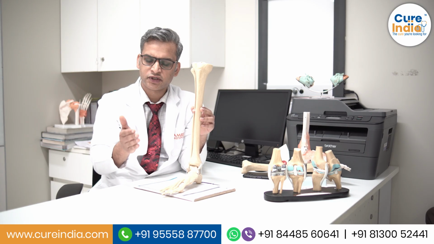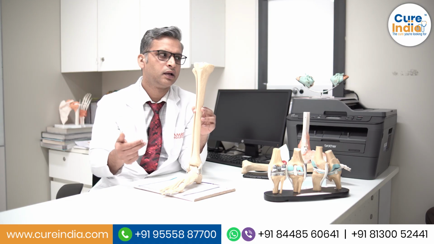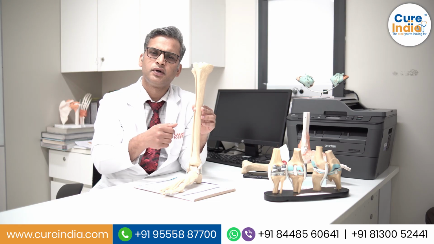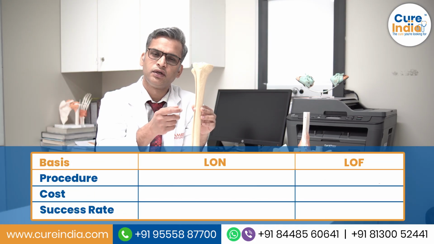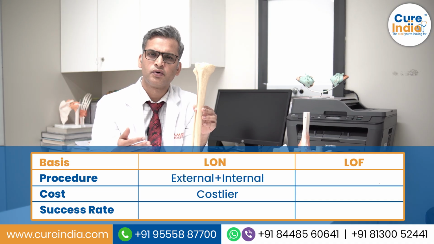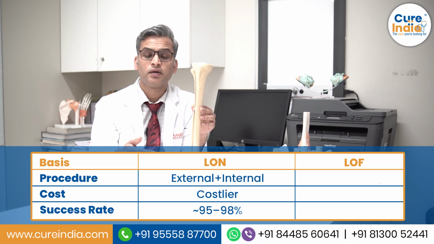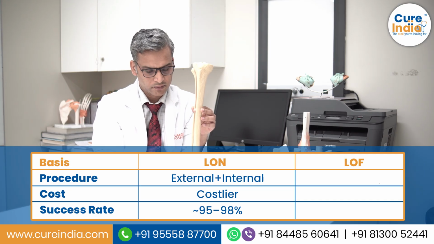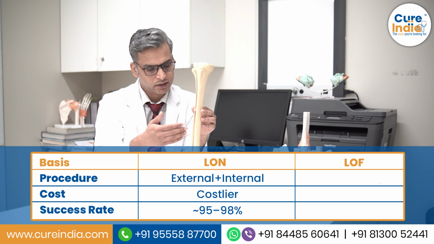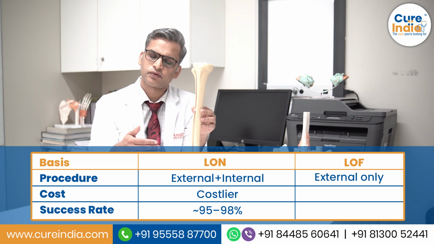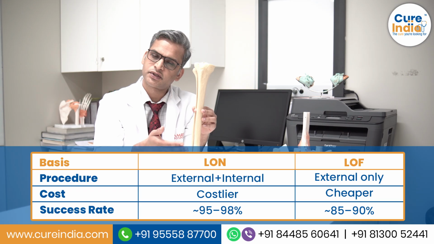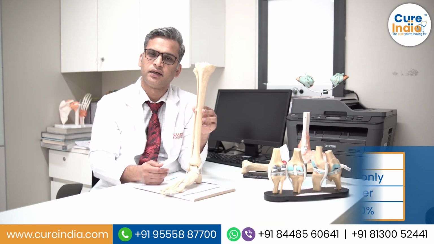So what is the difference between pure lengthening over nail and fixator assisted lengthening? Pure lengthening over nail is done by a precise nail. It is very costly to patients. They may not be economically sound to bear that cost. While fixator assisted lengthening is quite cheaper and it gives very good and great results, just like the precise nail lengthening.